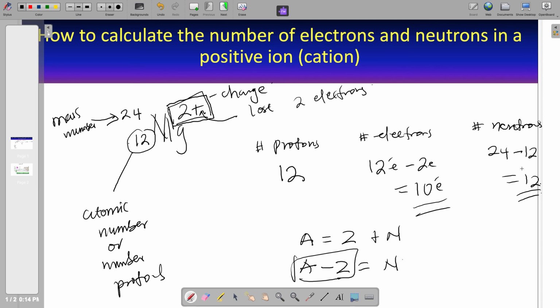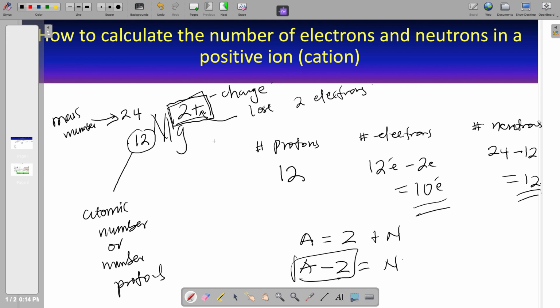So in solving such problems, you have to at least know two things. You have to know the mass number and you have to know the atomic number. Usually the mass number is given to you, but the atomic number is not. But you're given a periodic table. Once you have the periodic table, you read the atomic number from the periodic table and then proceed with your calculation. And you also have to interpret the charge correctly.